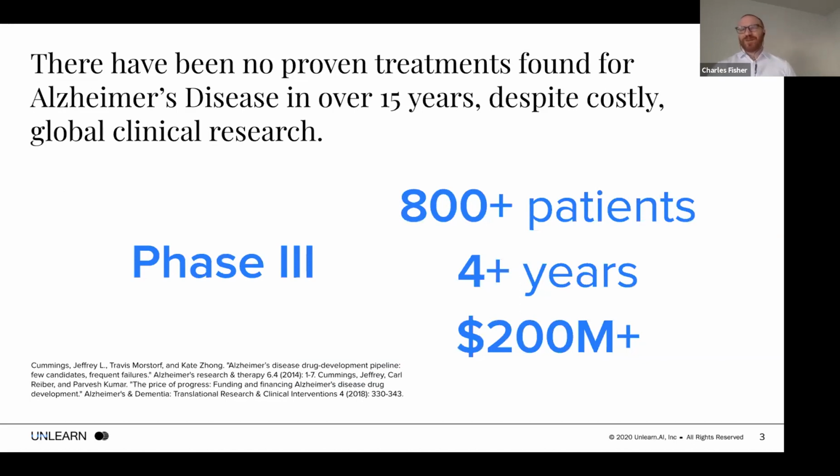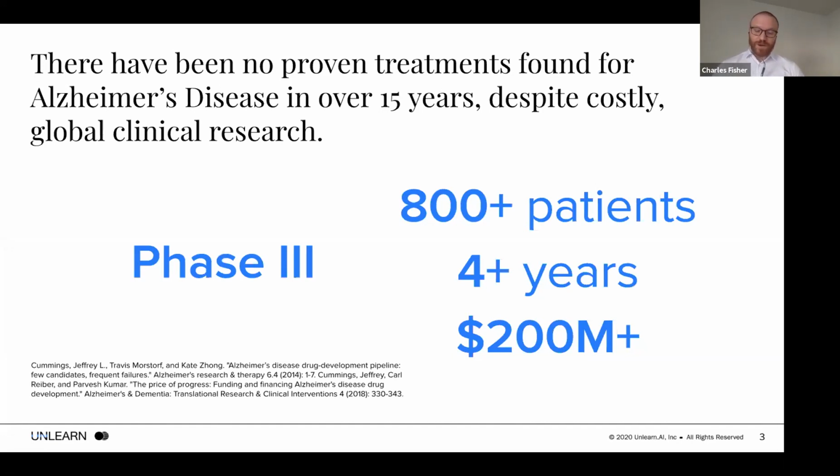And these problems are across many indications of drug development, from rare diseases to cardiovascular trials, but they're particularly acute in neurodegenerative diseases. Alzheimer's is a really prototypical example. In a typical Alzheimer's phase 3 pivotal clinical trial, there'll be more than 800 patients. The trial typically takes more than 4 years and costs more than $200 million.